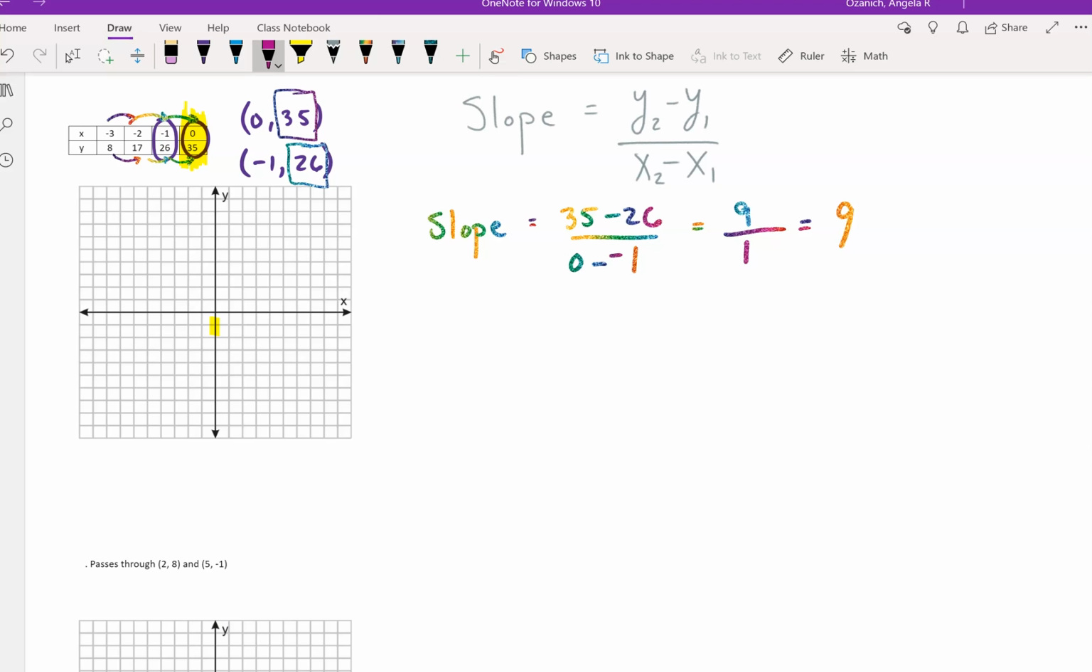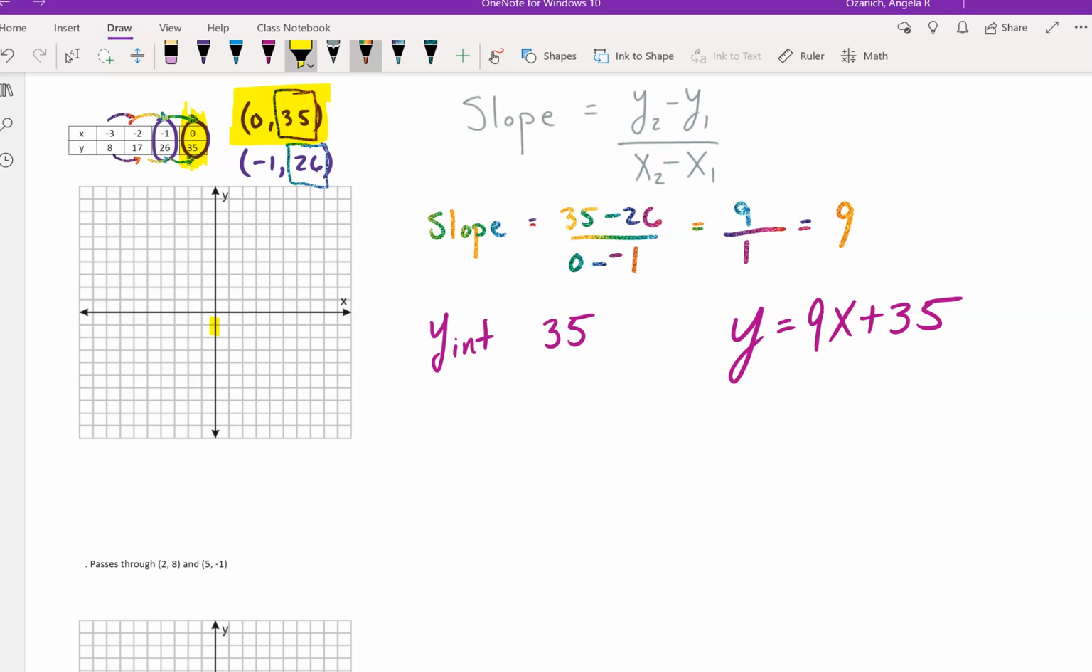But I think rather than having to graph this one this time, let's just go ahead and use our y-intercept, which we know is 35, and our slope of 9, and let's just write our equation. Y is equal to 9x plus 35. So again, we know that the y-intercept is given because of this point. X is 0, y is 35. That is the actual point that is your y-intercept.